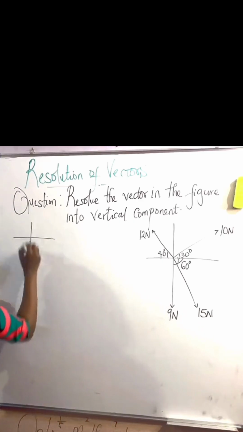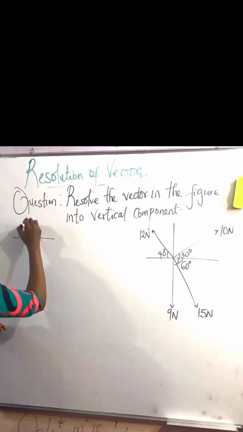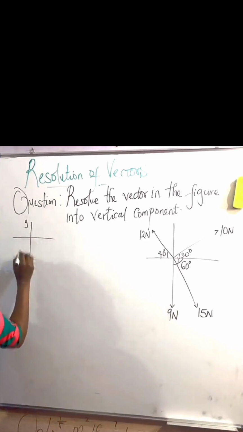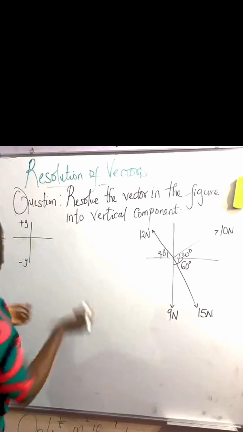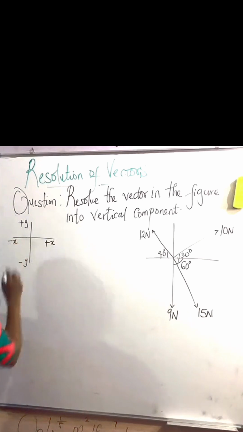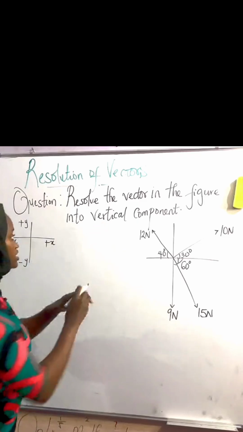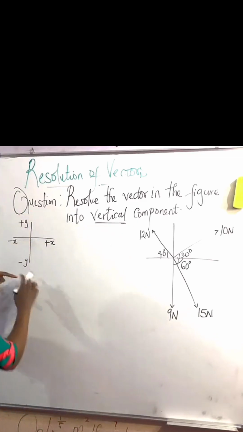We have a graph of x and y. The y-axis is always on the vertical axis, where the top here is positive and the below here is negative. While on the horizontal axis, we have our x. The x is positive at the right-hand side, while at the left-hand side, it is negative. So this question now is saying we are resolving the vertical component. So that means we are resolving for y.